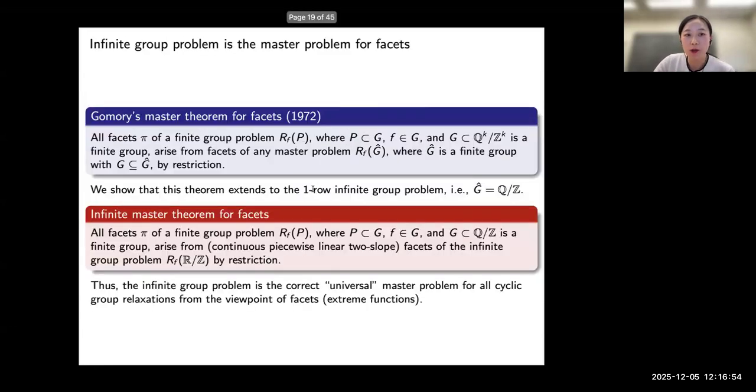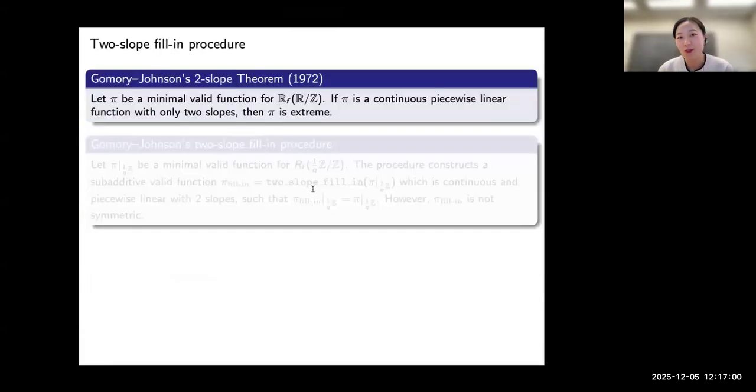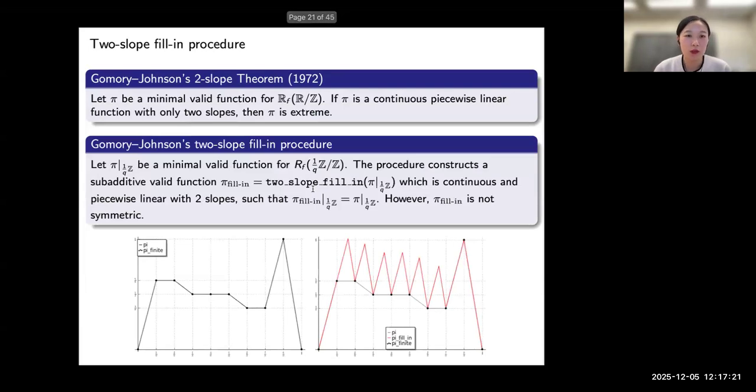So how do we show our main theorem? Well, there are some known results already. Gomory and Johnson already showed that given a valid minimal function, if it is continuous and piecewise linear and only has two slopes, then it is already extreme. Also, given a minimal function, it is possible to make it additive and piecewise linear with two slopes so that on the grid points, they agree.